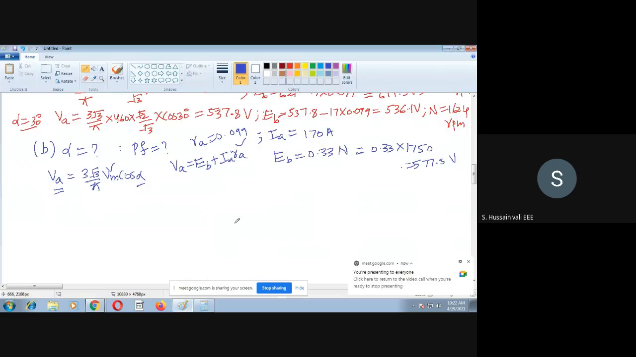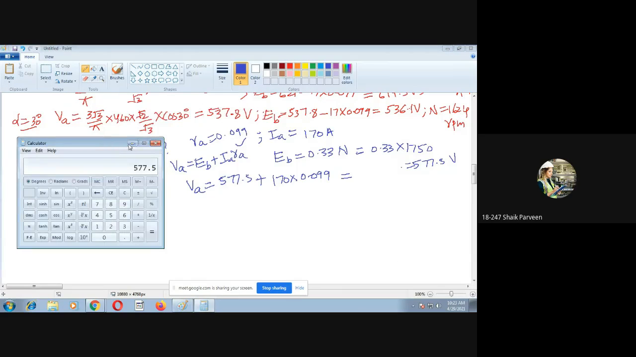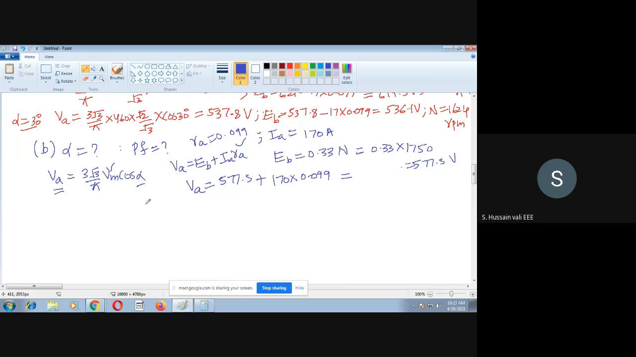So now you see here. We got Eb is equal to 577.5. So what else do we need to know here now? From this, what is Va? Va is equal to 577.5 plus Ia Ra, so 170 into 0.099. Then we will get the Va value. So what is Va from this now? 594.33. So we got 594.33. Okay, we got this answer.